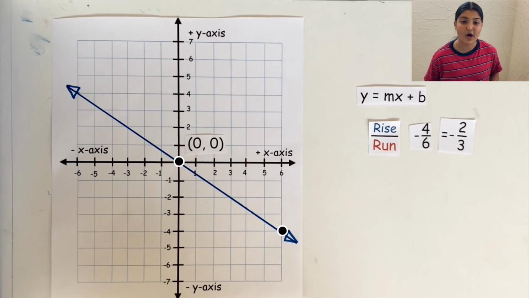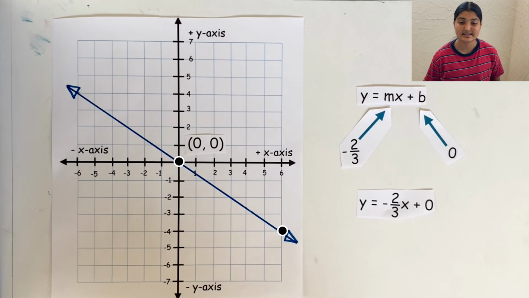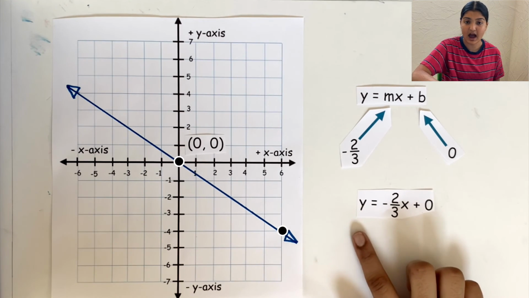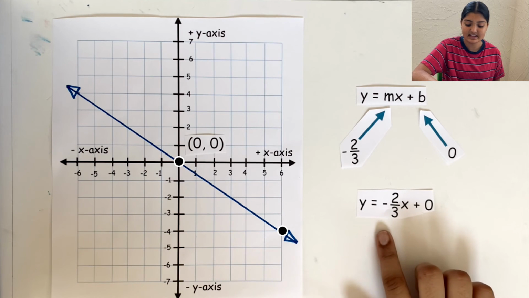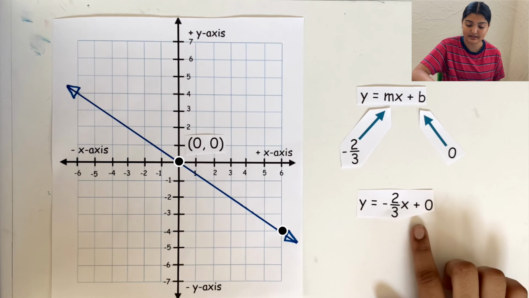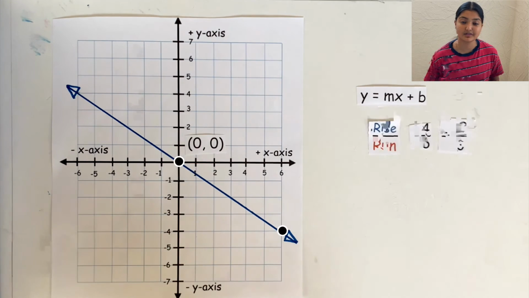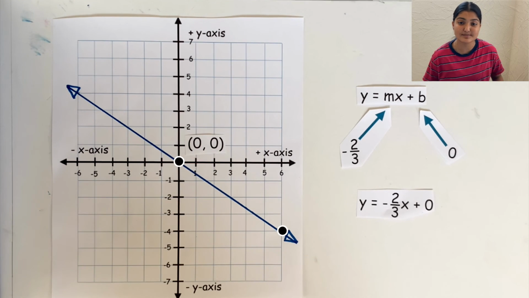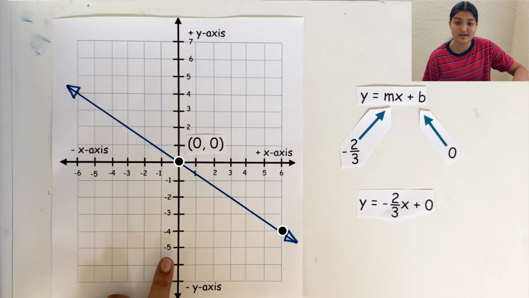Now let's put it all together. This gives us an equation. Y is equal to -2/3 x plus 0, which is one of the many ways to describe this line.